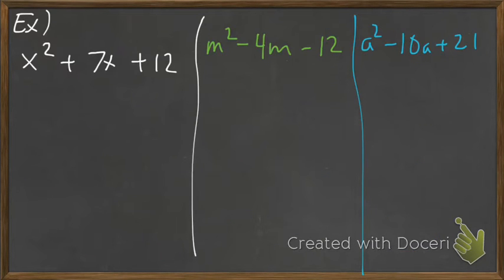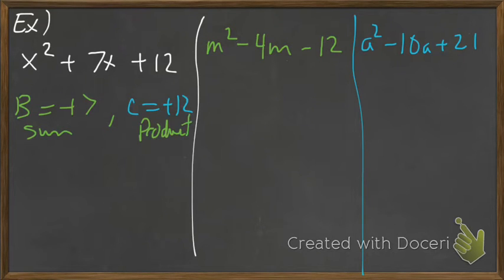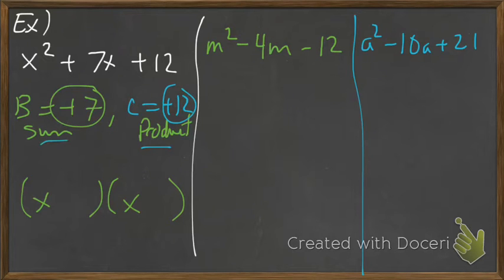Do a couple more examples. So in this first one, my b value, let me try a different color. b is equal to positive 7. c is equal to positive 12. This is my sum. This is my product. So what two numbers will get me to positive 7 and positive 12, when I add them and when I multiply them, respectively?